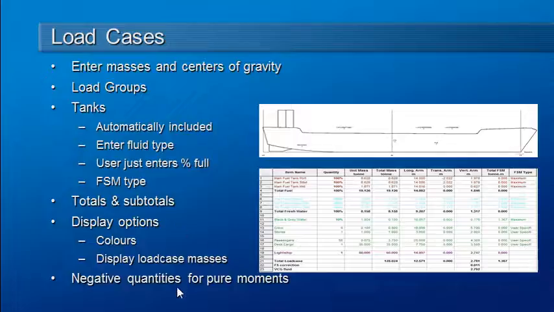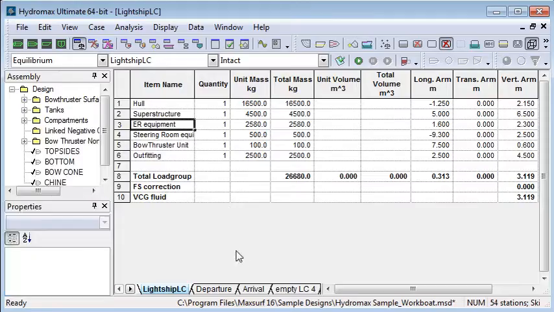Also, finally, a handy hint: if you want to apply a pure moment to your load case, then you cannot have a negative mass, but it is possible to have a negative quantity. So if you add two items, one of which has a quantity of 1 and one of which has a quantity of -1, then by setting up your mass and lever appropriately, you can define a pure heeling or trimming moment. Let's switch over to Hydromax and take a look at our load case window.